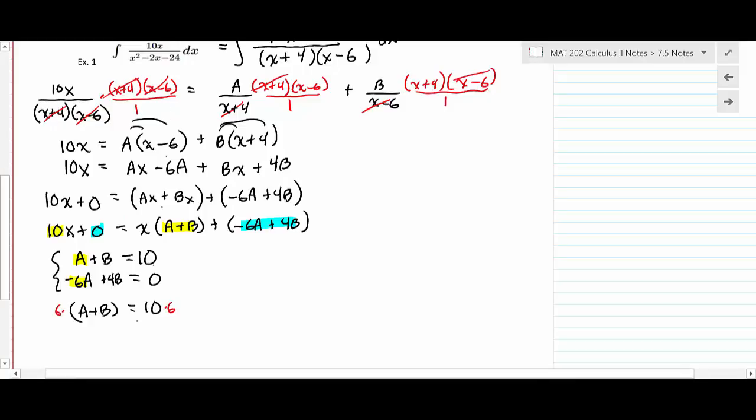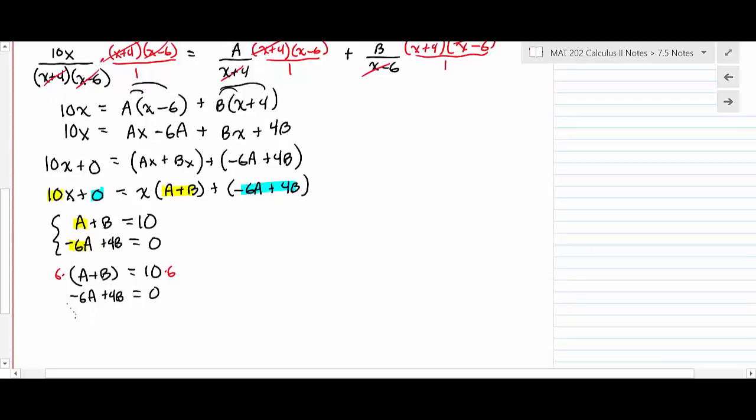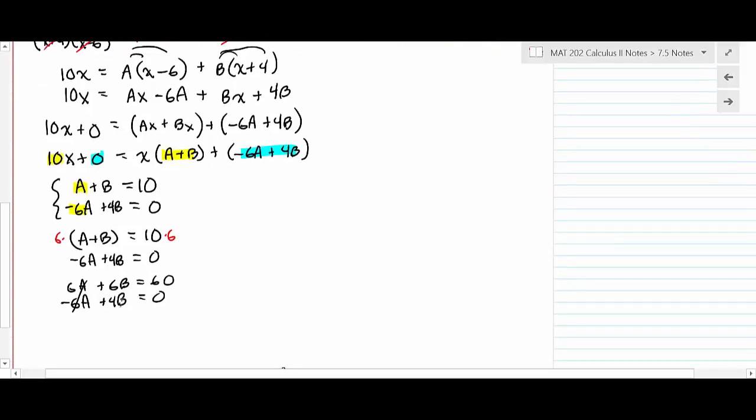Then I'm just going to leave the second equation alone. So I have negative 6a plus 4b equals 0. What that leaves me with is 6a plus 6b equals 60, then negative 6a plus 4b is equal to 0. Now the a's cross out. So that leaves me with 10b equals 60. So what is b? B is 6. Okay, so we got that.